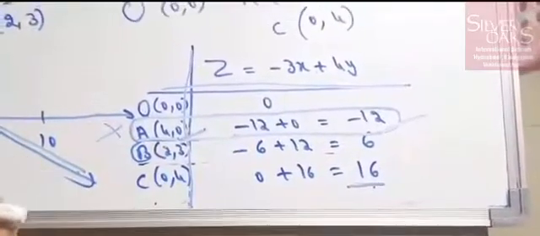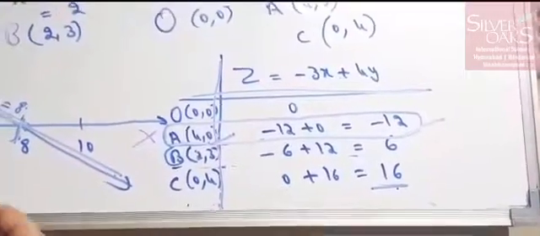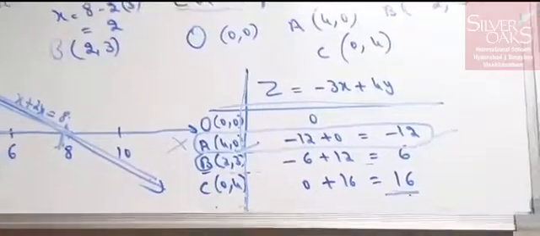So the objective function is maximum at 0, 4 and the objective function is minimum at 4, 0. This is how we find the optimization of the linear programming. Got it?